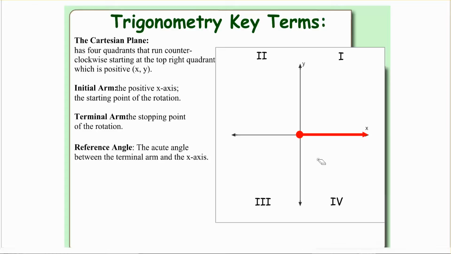It counts this way, counterclockwise, which might be counter to what you'd think. The initial arm, again, is the arm where you start on the positive part of the x-axis, and the terminal arm is the arm coming out of there. Reference angle: let's say I had an angle like that. The reference angle is always the angle back down to the x-axis. So this would be my reference angle in that case. But if I had an arm coming off in this direction, this would be my reference angle. It's always the angle back down to the x-axis. Okay, moving on.